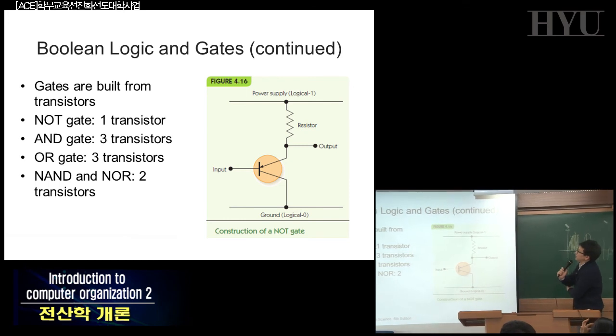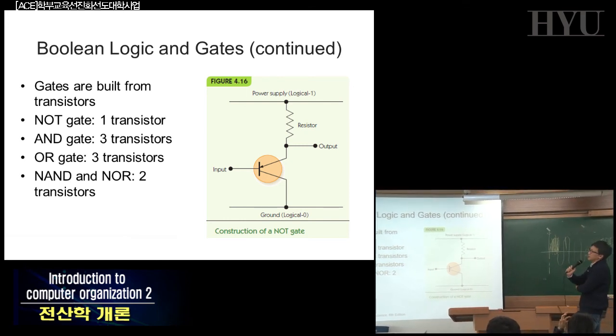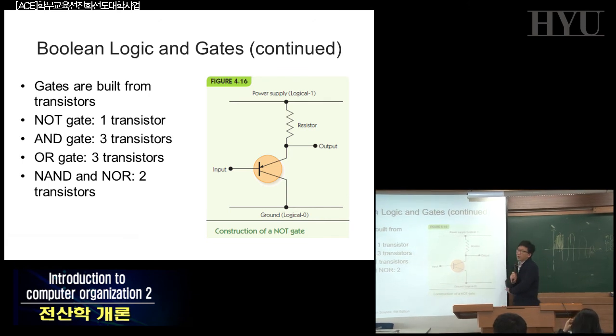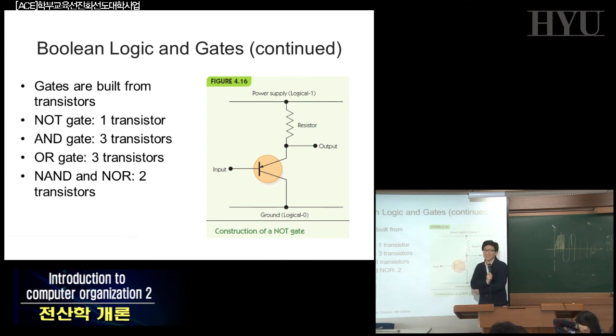Boolean logic and gates continue. Gates are built from transistors. The NOT gate uses one transistor, the AND gate three transistors, and the OR gate three transistors too. NAND and NOR gates require two. NAND means NOT AND gate. NOR means NOT OR gate. Okay? You can certainly build them and use them.